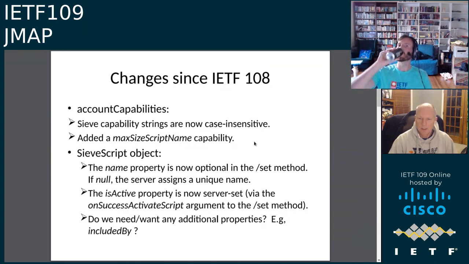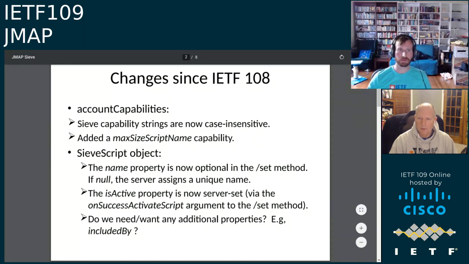Covering the main changes in the account capabilities object, we've specified that the Civ capability strings are case insensitive. Also added a max size script capability. And one other thing that I forgot to put in the slide was there's also a Boolean property which specifies whether the implementation supports the test method, which I'll get to in a further slide.